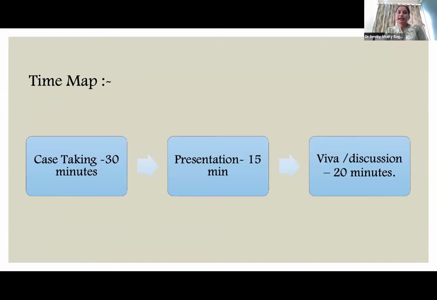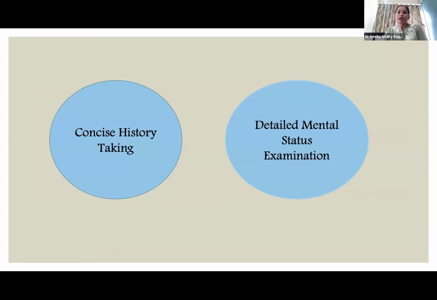Now, for the short case presentation, the time allotted as per different universities and also as per NMC guidelines is case taking 30 minutes, for the presentation 15 to 20 minutes, and again followed by viva and discussion for the next 20 minutes. So there are two very important points which we keep in mind while taking a case for short case presentation: that the history should be very concise, brief, and to the point, so the history taking doesn't have to go here and there. And secondly, the detailed mental status examination, and also the verbatim to be presented in the relevant subheadings such as thought, perception, judgment, insight.